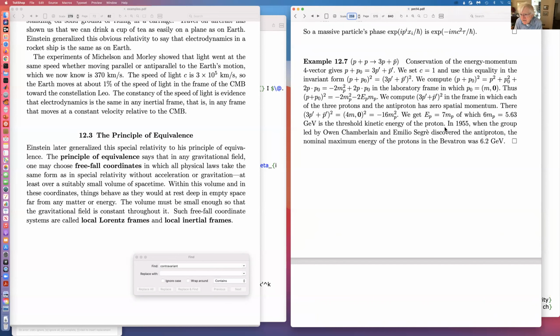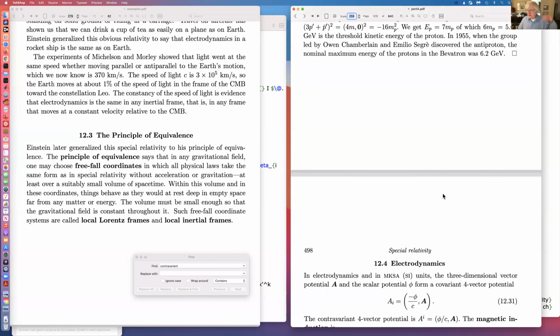And in 1955, when the group led by Chamberlain and Segre discovered the antiproton, the nominal maximum energy of the protons in what they called the bevatron was 6.2 GeV. So GeV were called BeV in the United States in those days. BeV stood for billion electron volts, and the Europeans said, well, we don't want that. We want to call them GeV. I think the English objected because they used billion for something else.